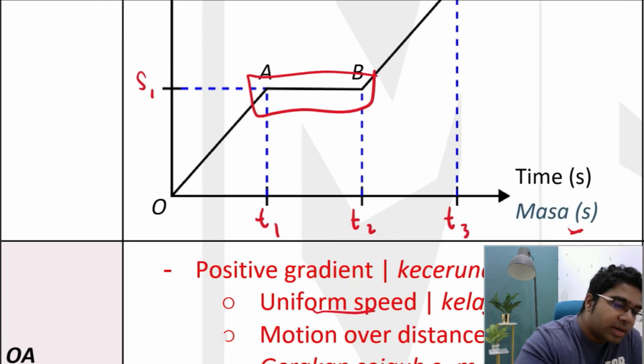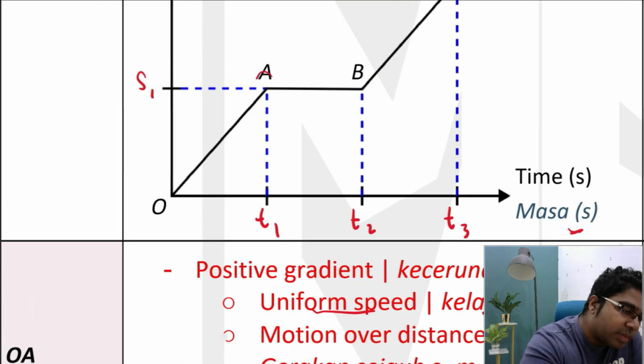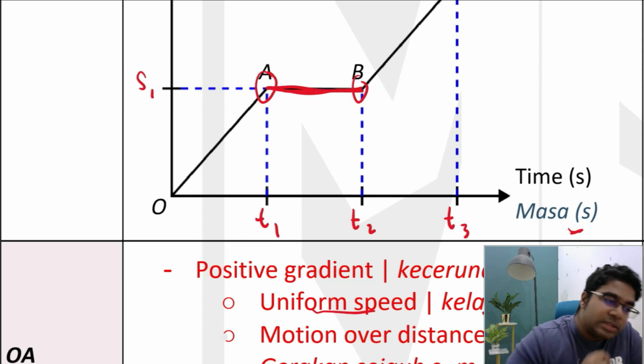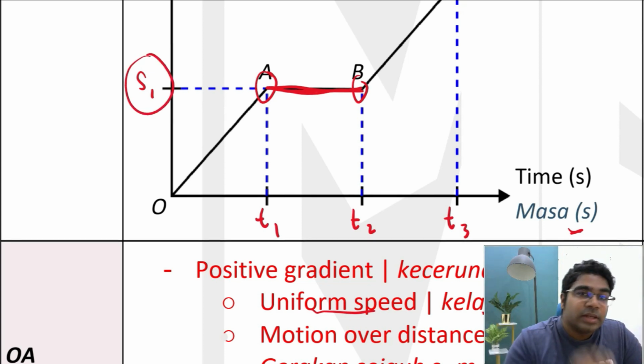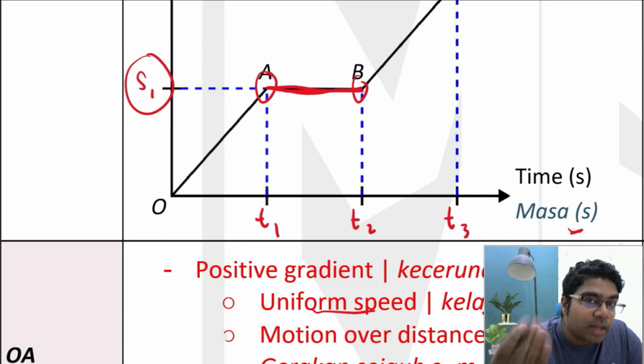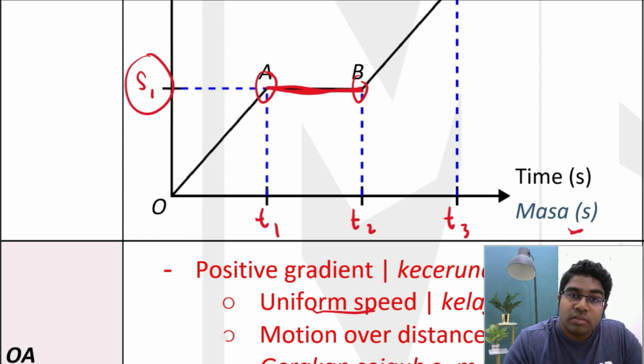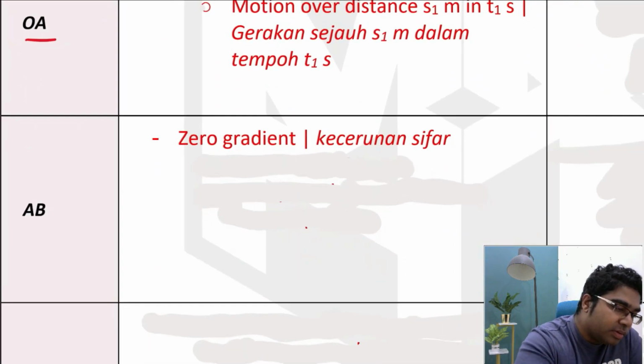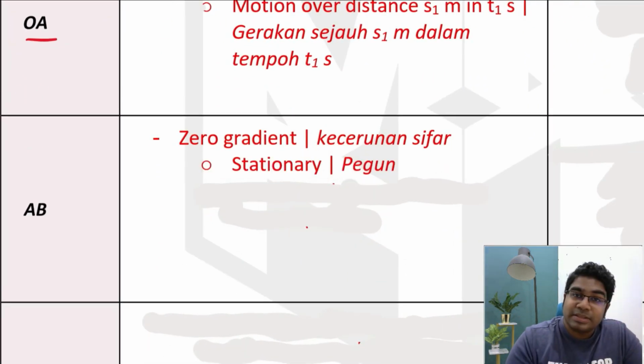Bila kita tengok graf ini memang jelas ya. You see, from A to B, the distance didn't change at all. Jarak yang dilalui oleh objek ini tetap sama dekat S1. Dia kekal S1 meter. Dia tak berubah langsung. Dia tak naik, dia tak turun. Maksudnya apa? Objek ni tidak bergerak. That means the object is not moving. So zero gradient means the object is stationary.